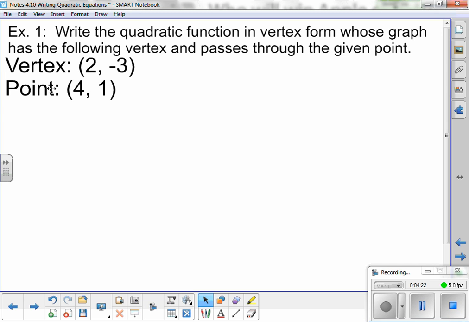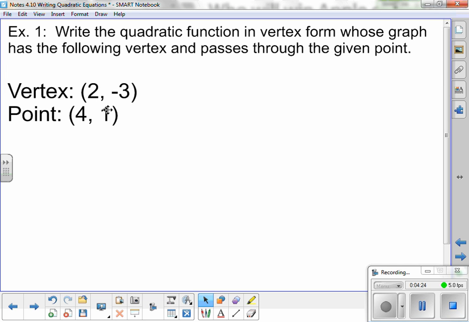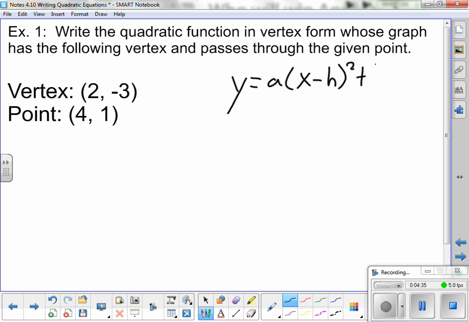So I tell you the vertex and just some random point on the parabola. So the fact that I know the vertex automatically means that I should probably use the vertex form, which is y equals a(x minus h) squared plus k. Now, from the information that I gave you, you can actually figure out pieces here. So 4 and 1, that's just a random point. So I know that 4 is an x value and 1 is a y value.